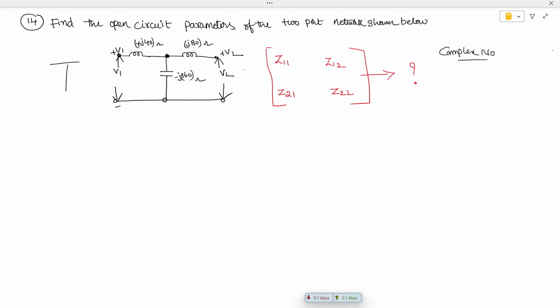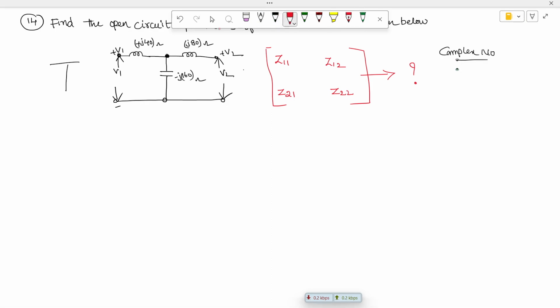So here, when you take this network, let's try to solve it. Whenever the entering current is I1, current entering is positive, leaving is negative. Whenever the current enters this port, this is I2, positive and negative. So we need to find the current in this branch. So we are going to apply Kirchhoff's current law at the node.